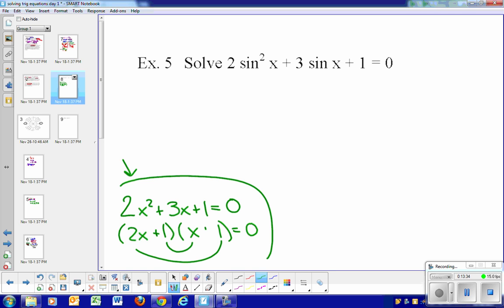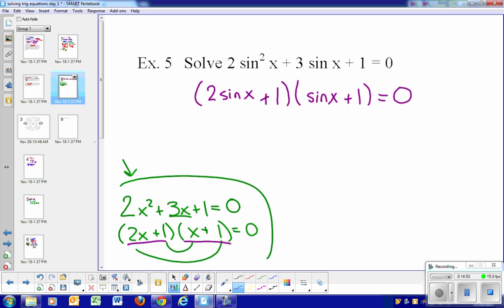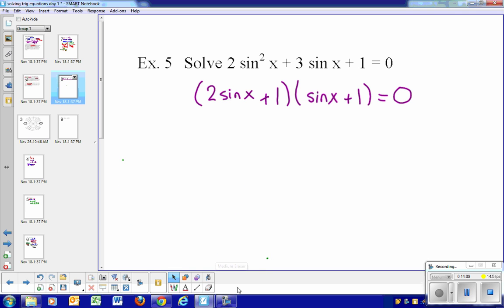So in our problem, the only difference is that instead of having plain x's, we have sine. So this first factor would be 2 sine x plus 1, I'm just using that factor from down here. And then the other factor would be sine of x plus 1. Okay, now the whole point of factoring is so you can set things equal to 0. So here we have our factored form set equal to 0. So this implies that either 2 sine x plus 1 equals 0 or sine x plus 1 equals 0. One of those has to be true.